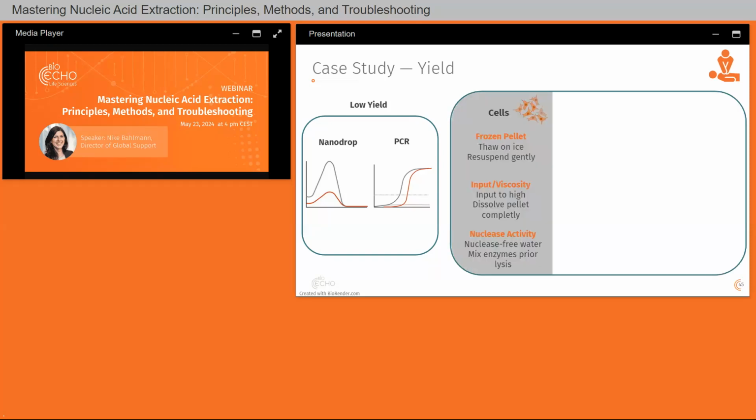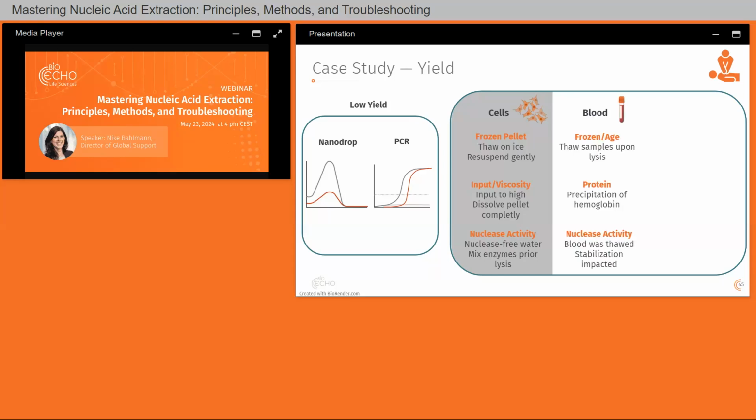For cells, it could be that you have a frozen pellet, but somehow it thawed, or it was not resuspended gently. So I did not really mix it with lysis buffer and I still have intact cells which do not get disrupted. So my yield is low. It could also be that I have too much input, everything is getting viscous, and the enzymes do not like viscosity, so they do not do their enzymatic step right. Or we even elute DNA successfully, but we still have active DNases in my eluate, completely degrading our DNA.